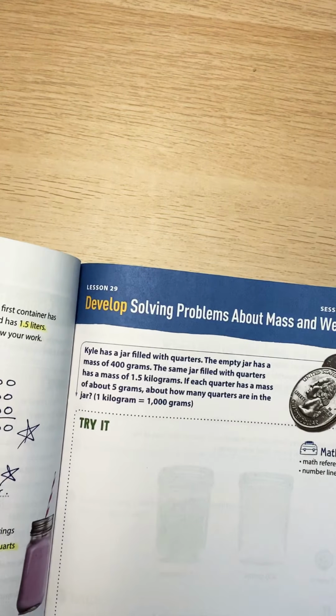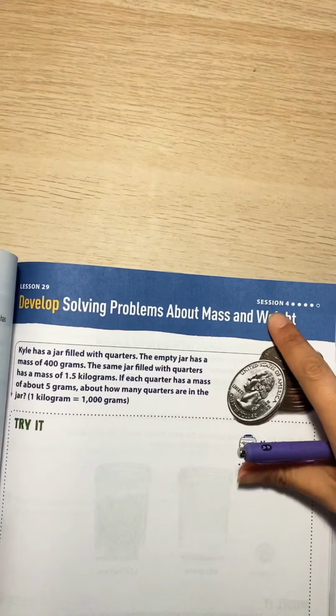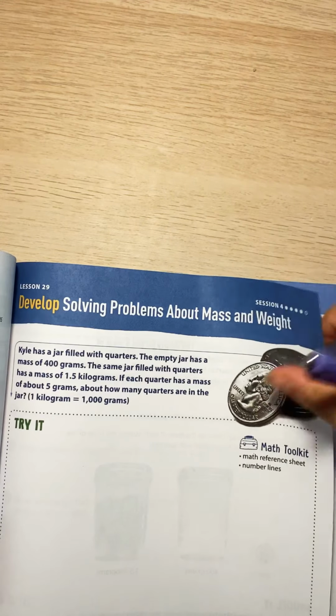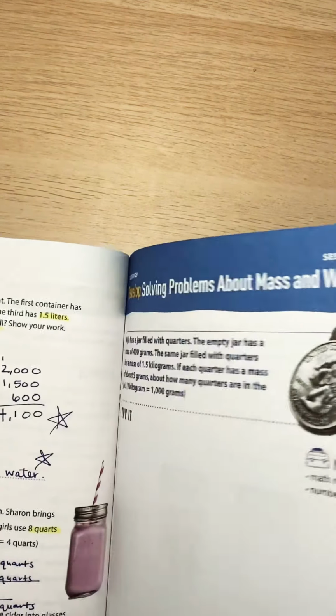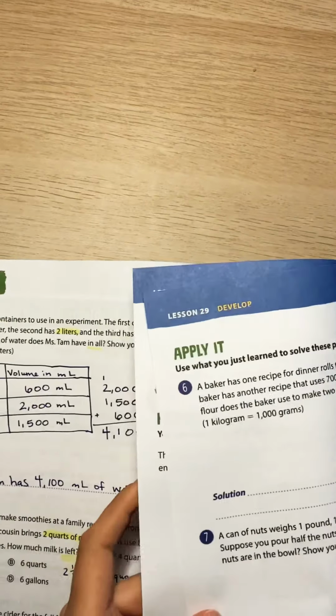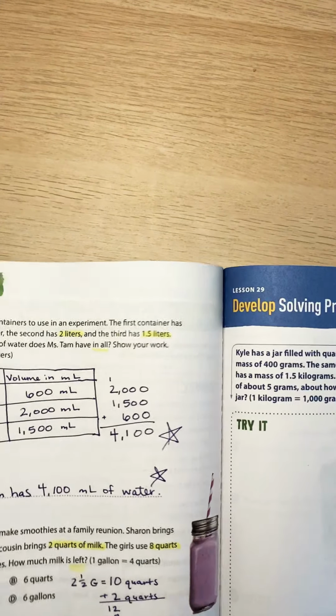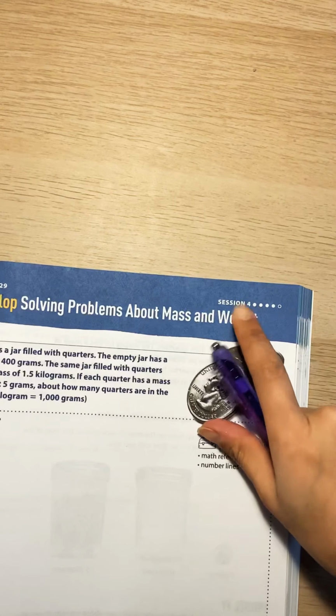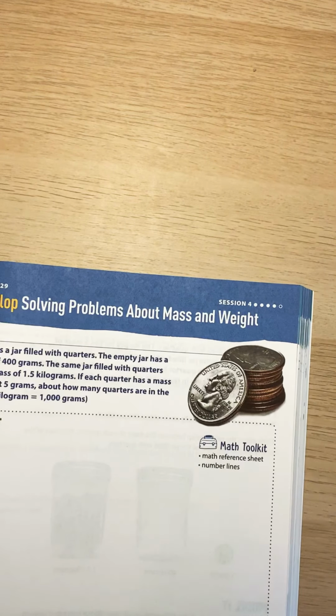Okay, next page we're not doing right now, but it is the last session from this. Oh no, it's not. My bad. This is a 5-session lesson. So 29 has this session 4, but it also has session 5. So we've got more to do.